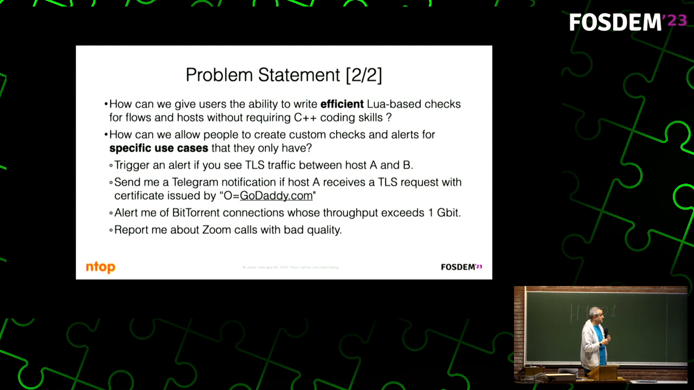Another problem is the following. If I have a certificate signed by a certain organization, or a BitTorrent connection that is going above 1 gigabit, or notify me if there is a Zoom call with bad quality. Things like this, very peculiar, very specific checks that people want to do, maybe on an autonomous system and not on another, or on an actor and not on another. So things that are not general that we can implement for everybody. How can we do that?